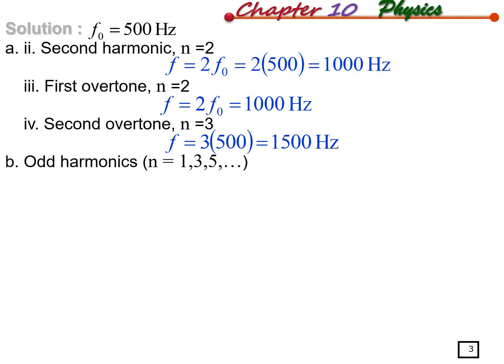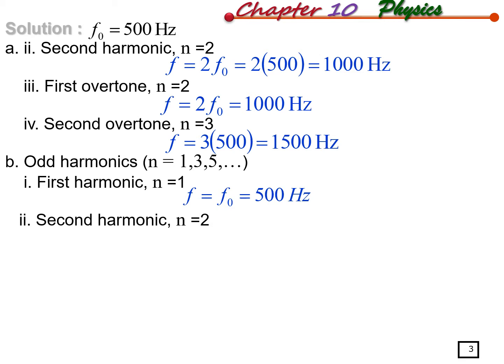Now for odd harmonics. Odd harmonics means the harmonic numbers will be in the arrangement of 1, 3, 5 and onward. So for the first harmonic, n will be equivalent to 1, which will end up with 500. For the second harmonic, n is equivalent to 2. Does this harmonic exist in odd harmonics? We don't have n equivalent to 2, because the value of n here will be 1, 3 and 5 only. We don't have 2 available.